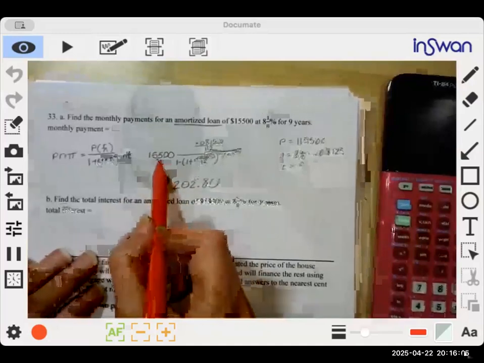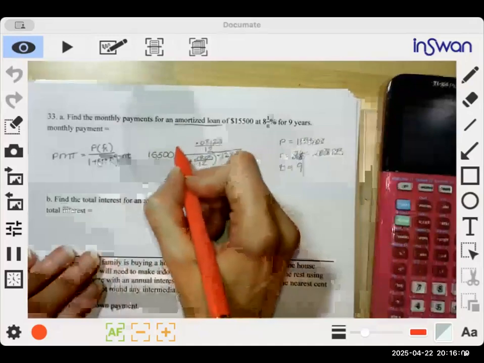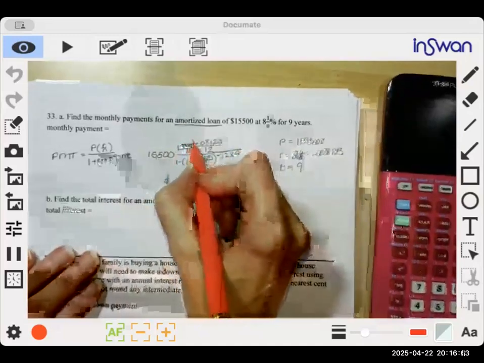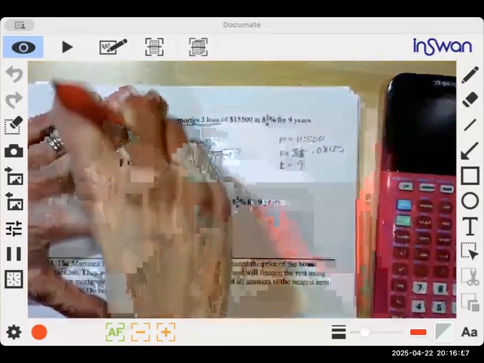Okay. And I just noticed I put this 15,500 over here. I could have put it up here too. It's the same thing. I think that's how you probably have been writing it yourselves.